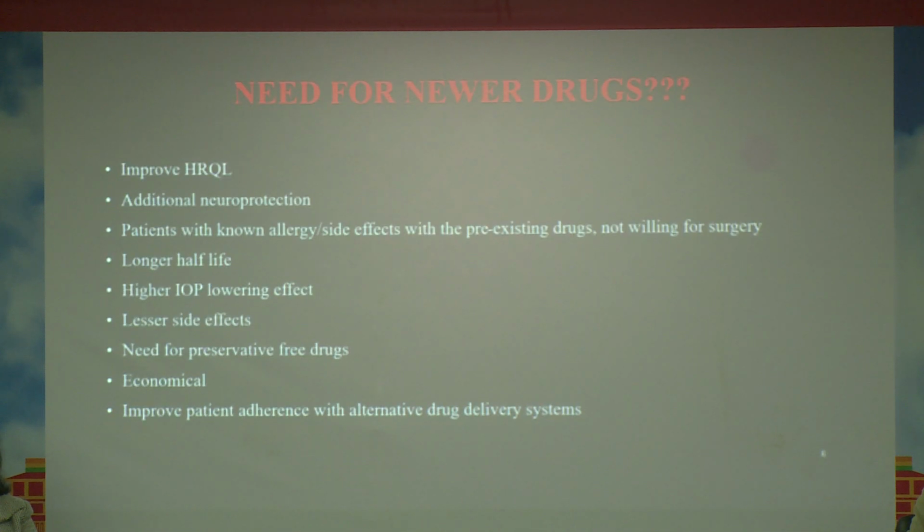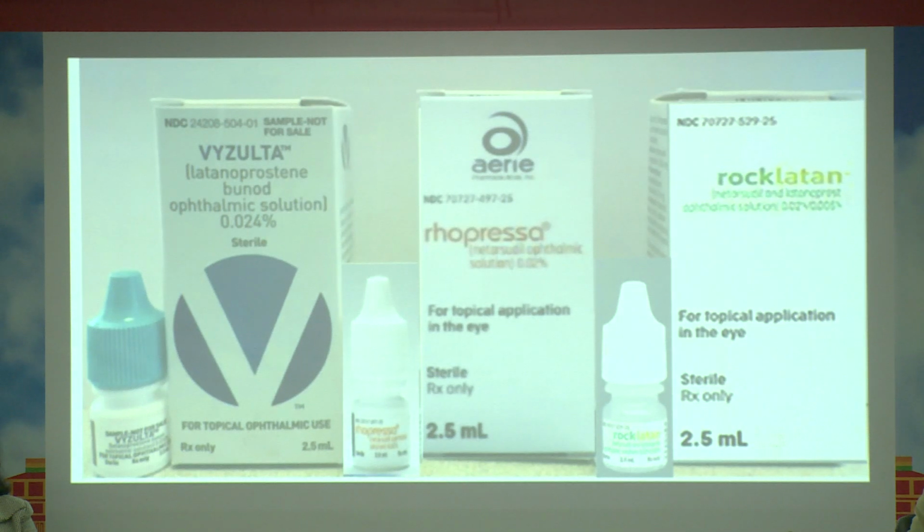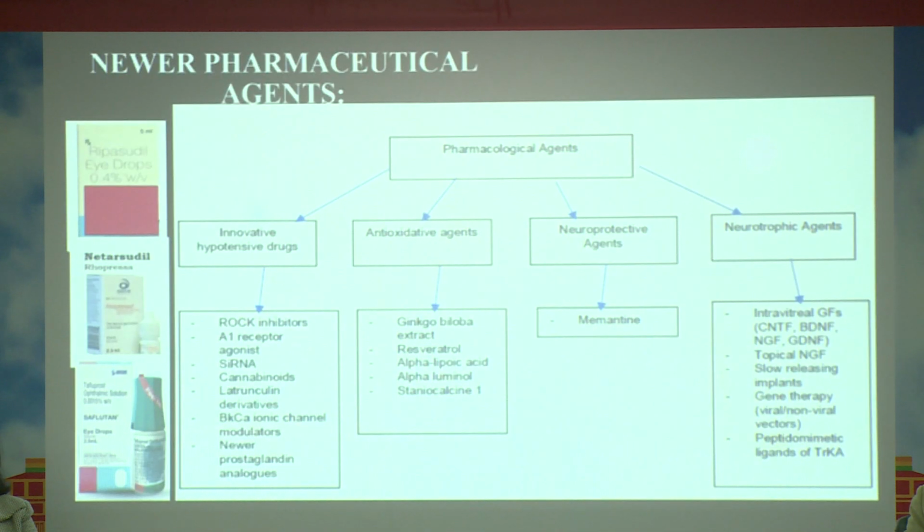So where is the need for newer drugs when we have so many drugs in our armamentarium? We want drugs which improve the health-related quality of life and offer neuroprotection. Patients have known allergy or side effects to the existing drugs. We want drugs with longer half-life, more potent, lesser side effects, and there is also a need for preservative-free drugs that are economical. So there is the advent of these kinds of drugs like latanoprostene bunod 0.024% and ROCK inhibitors with prostaglandins, and all of these drugs are still not available in our country.